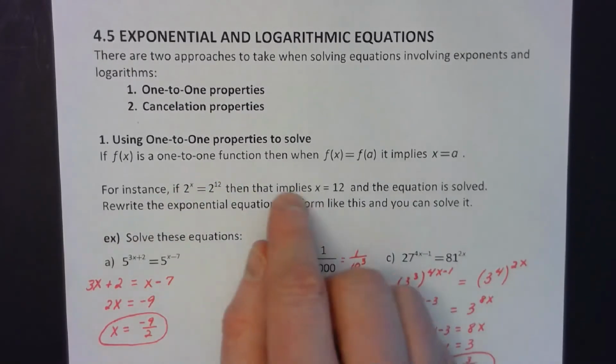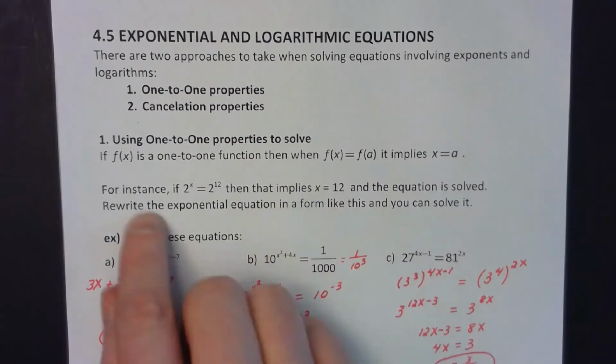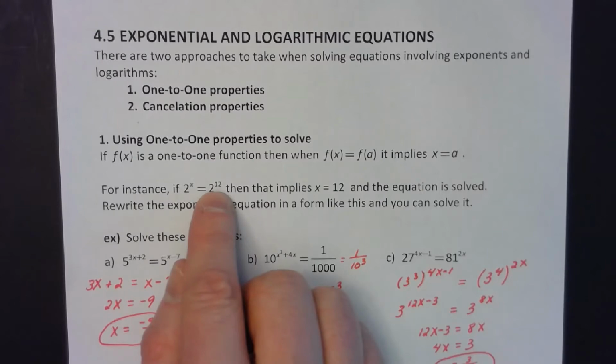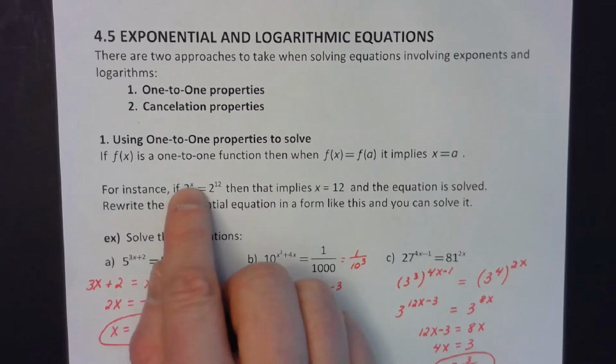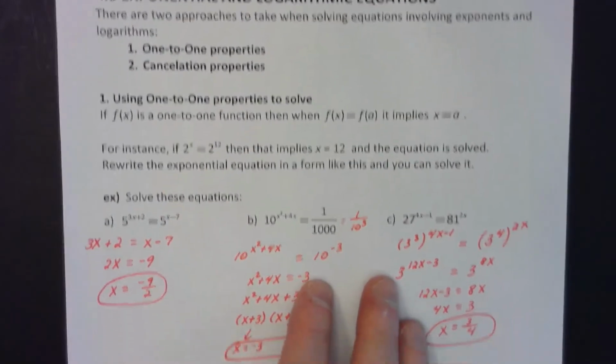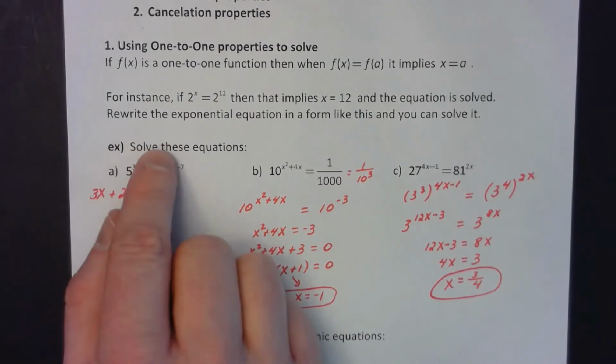well, that's implying that x is equal to 12, because you know the only way a base 2 number can equal another base 2 number is if the powers are the same. So in this case, x would have to equal 12. Okay, so to show you some problems based off of that concept.